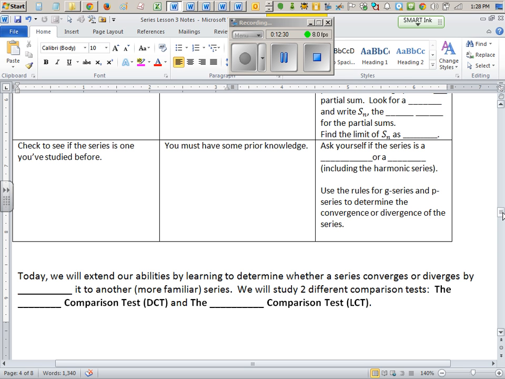How many of you actually answered one of the quiz questions today as, the series converges, it's a P equals 3 P series? Did anyone write that? That's exactly what I was looking for. Okay? Good job. But to do that, you have to have some prior knowledge, right? That's the tool you need. And you have to ask yourself the same questions every time. Is this a P series? Is it a G series?